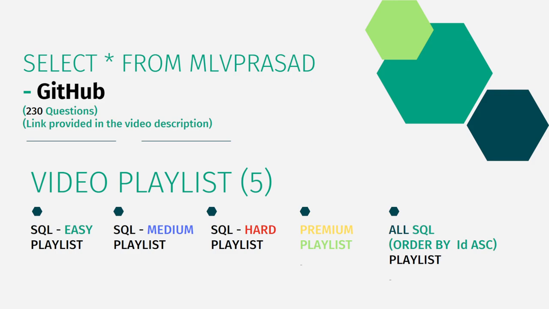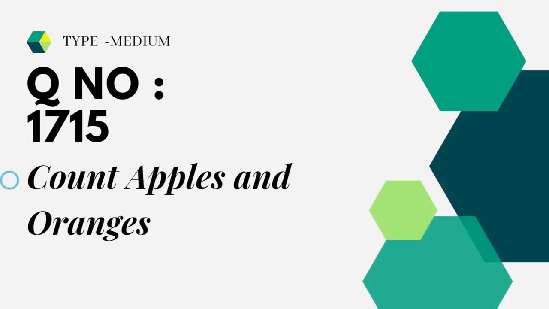Let's see the question which we're trying to solve today. It is type medium, question number 1715, Count Apples and Oranges.